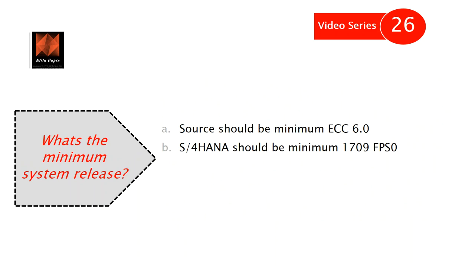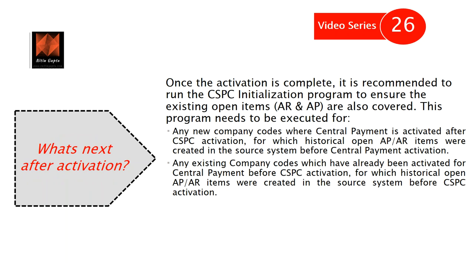What's the minimum system release? It is very important to understand when I can implement this functionality. The source system should be minimum ECC 6.0, and S/4HANA should be minimum 1709 FPS 0. Although the functionality was introduced only in 1909, activation has only been visible in 1909. Of course, on other releases it can be done through SAP notes.